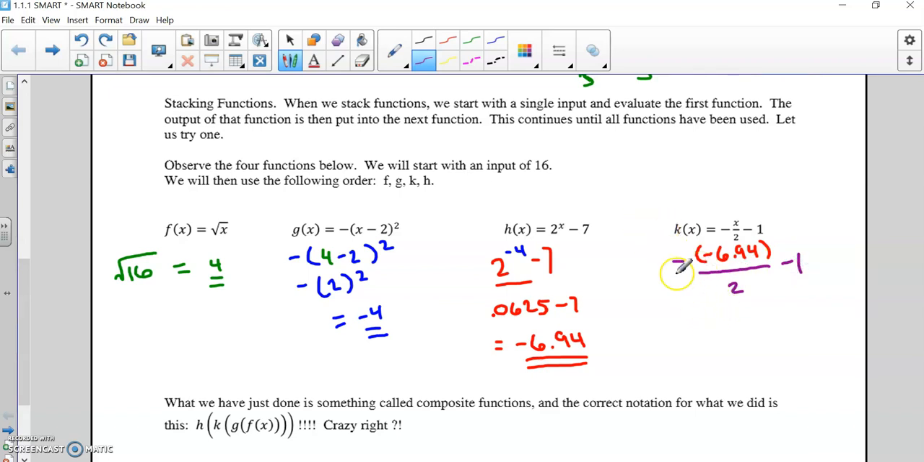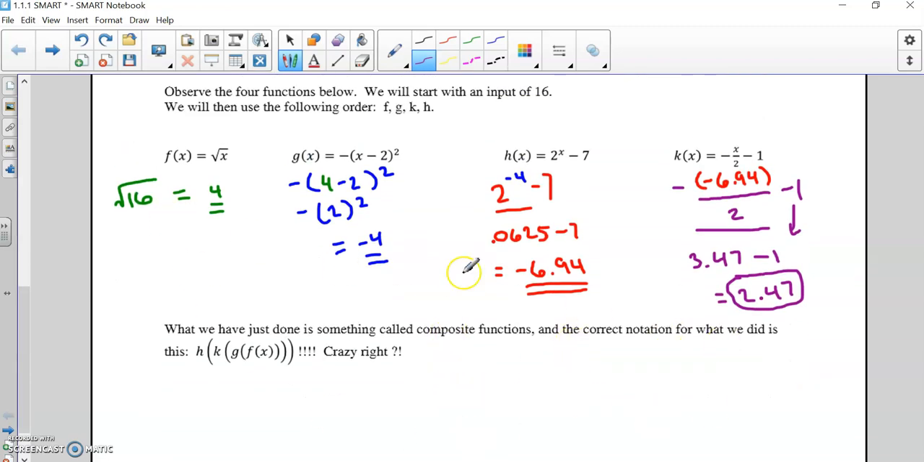Okay, so the first thing I want to compute is this fraction right over here. So this negative times negative equals a positive, so that tells me that my first term is going to be a positive number. It's going to be a 3.47. And that minus 1 is just going to come down as normal. Okay, now we can just do the regular subtraction and end up with a final answer of 2.47. And again, it's a rounded decimal, which is just fine for us.